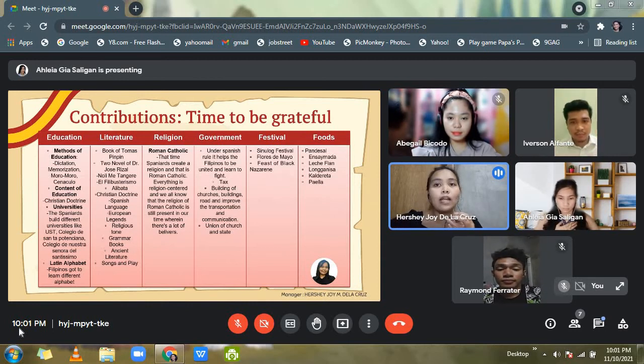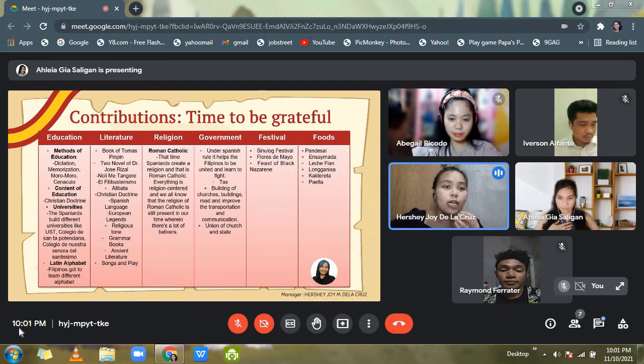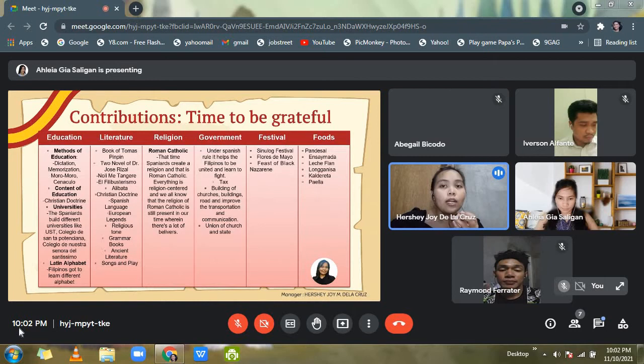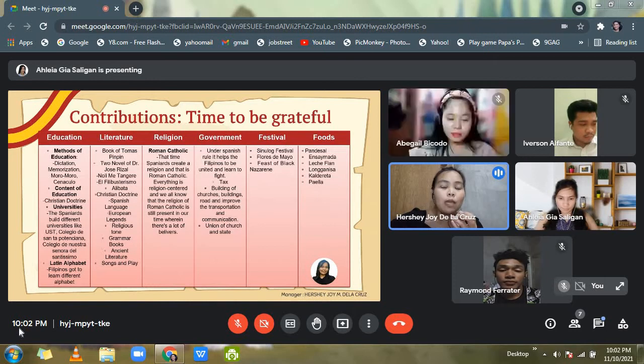And there was also a lot of literature created at that time, such as the Alibata, Christian doctrine, Spanish language, European legends, religious tone, grammar books, ancient literature, and songs and plays. And in terms of religion, there is only one religion that was implemented at that time, which is Roman Catholic. Everything was religion-oriented, and we all know that Roman Catholicism is still present in our time, wherein there are a lot of believers.